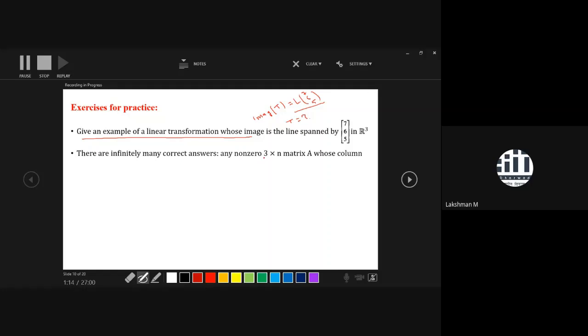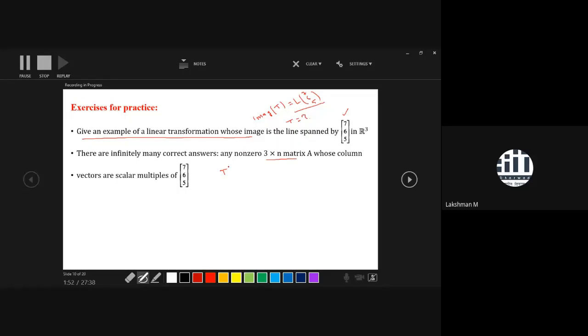If you take any non-zero 3 by n matrix whose columns are a scalar multiple of this vector, that works, because we know that the image is the span of the columns of the given matrix. If you keep taking scalar multiples of this one, there is no issue. When you take linear combinations, all of these become the same; it will be unified to one. So if you take any 3 by n matrix where every column is a multiple of this vector, that works.